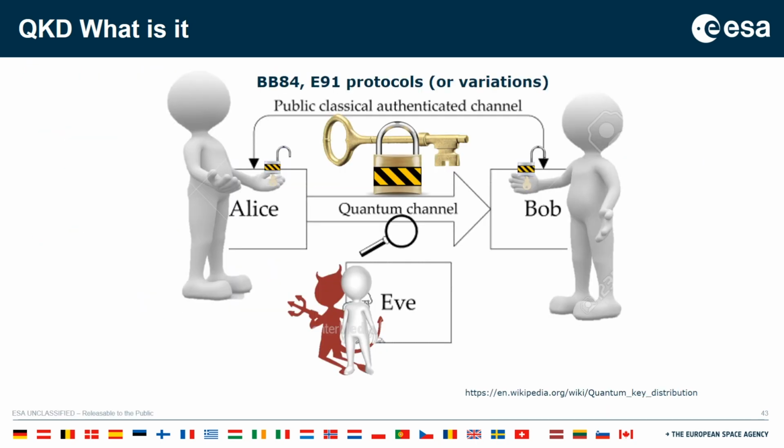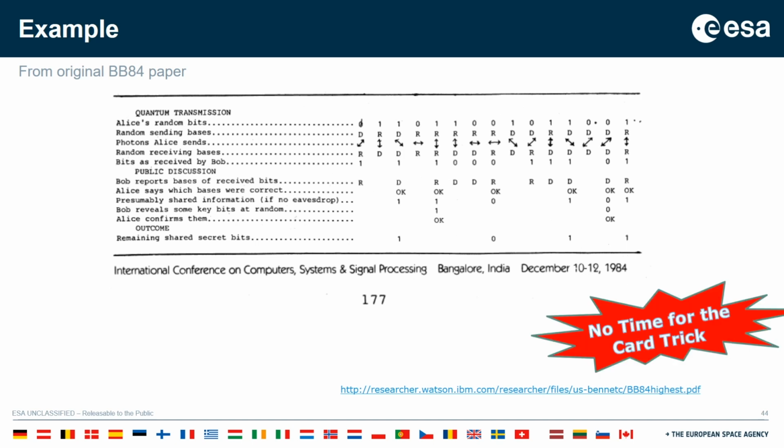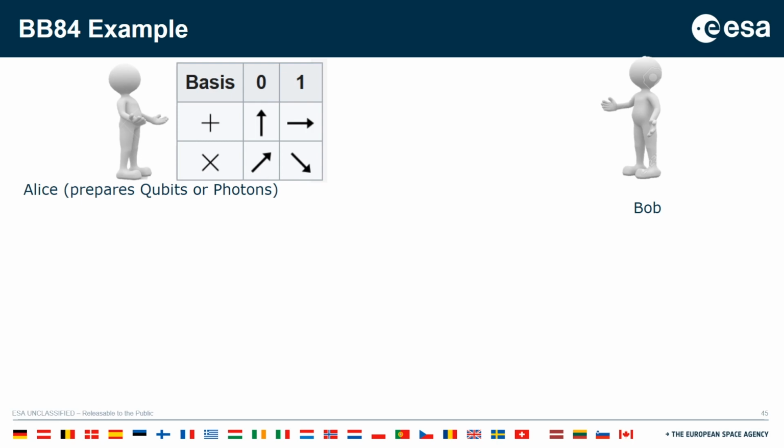Okay, so what is it? Well, we have something called the BB84 protocol and other variants, which use a combination of a quantum channel and public classical authenticated channels. Alice and Bob can agree a key without Eve actually deducing what the key is. So from the original paper, this is what was presented in Bangalore in 1984. I'll present something in a little bit more detail, but there's another card trick for this, but I don't have time for that.